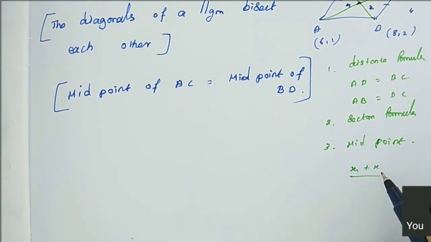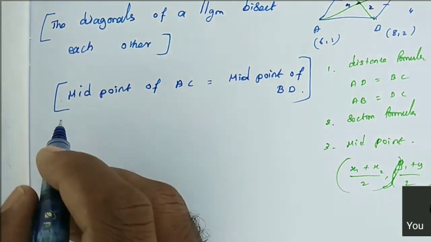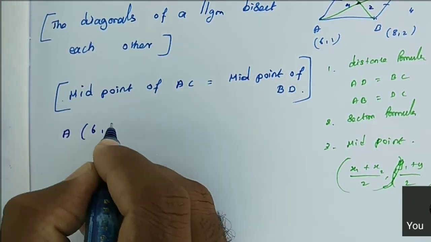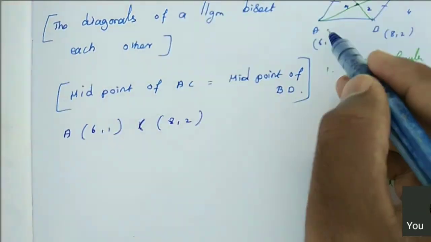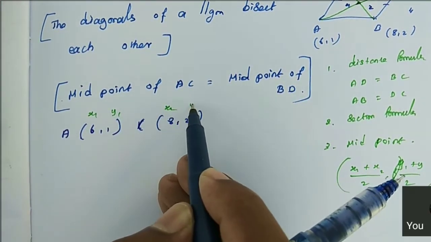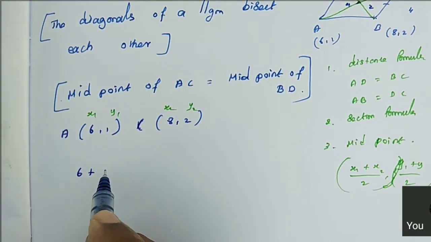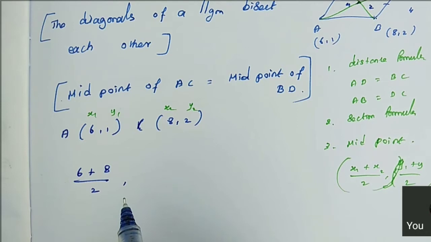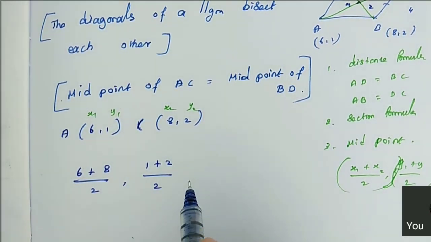Midpoint formula: (x1 plus x2) divided by 2, comma, (y1 plus y2) divided by 2. Here we just consider the midpoint of AC. A point is (6, 1) and C point is (9, 4). Keep in mind we are taking AC. So it is (6 plus 9) divided by 2, comma, (1 plus 4) divided by 2.